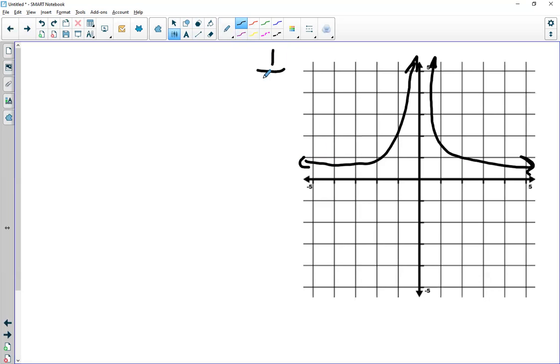This, by the way, is 1 over x squared. You don't need to know that, but I want somebody to know.